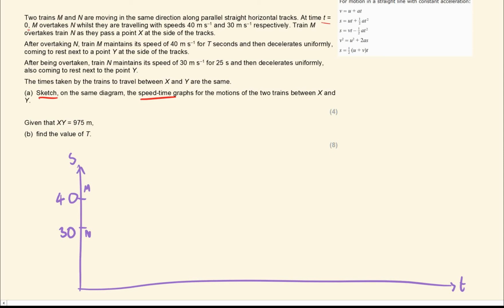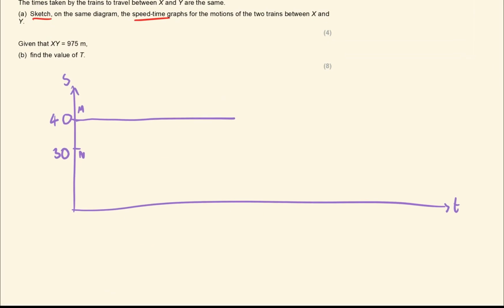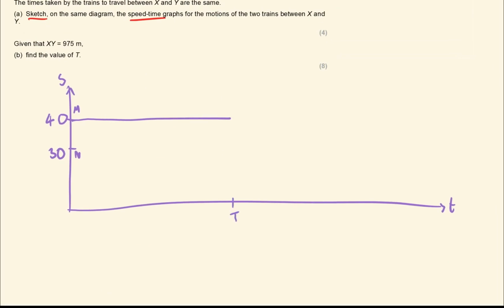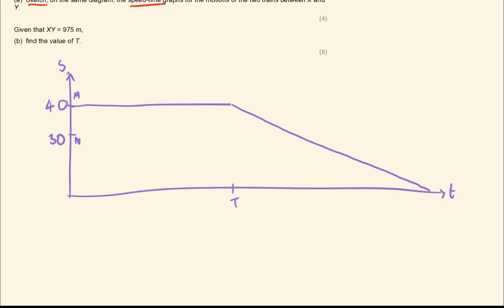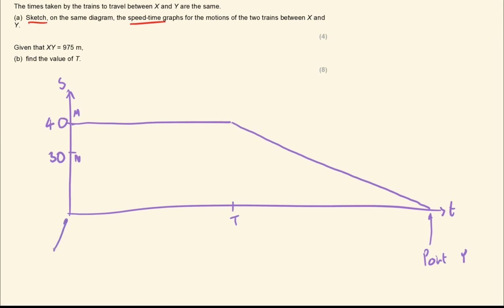After overtaking N, M maintains its speed of 40 meters per second for t seconds and then decelerates uniformly, coming to rest at point Y. So for t seconds it keeps its speed and then it's going to start to slow down, and it says uniformly, which is why that's a straight line, and this here is at point Y. And again, for what it's worth, here was point X right at the start.